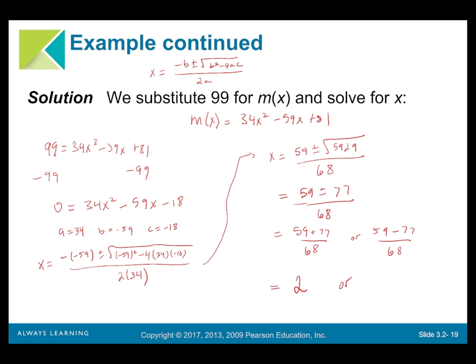Or 59 minus 77 is negative 18. Let's just write that down. Negative 18 divided by 68, which is, of course, negative 9 over 34. And that's as much as we can reduce that one. But those are our two values. Now, of course, we don't take the negative value because we're not going to go back in time for this problem. We're just looking forwards in time, 2 years forwards in time.